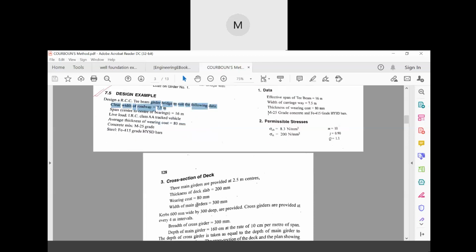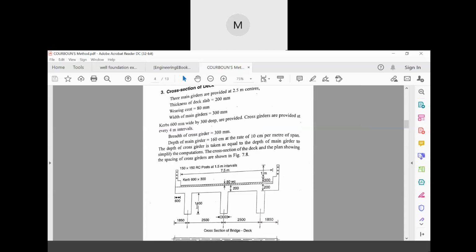Now the thickness of the deck slab is 200 mm. This is what we generally consider. The wearing coat is 80 mm, we know. The width of main girders is 300 mm, that is assumed. Most values you have to assume like this, and these are almost the standard values. So in exam, if this type of question comes, just consider these values only.